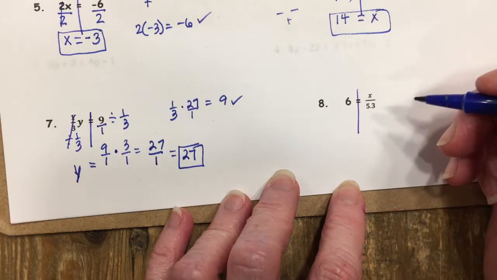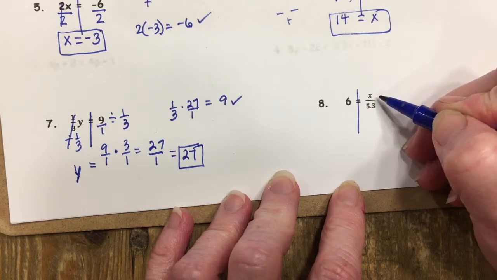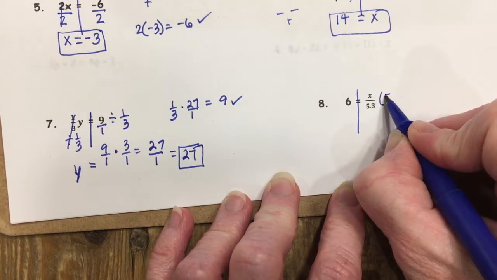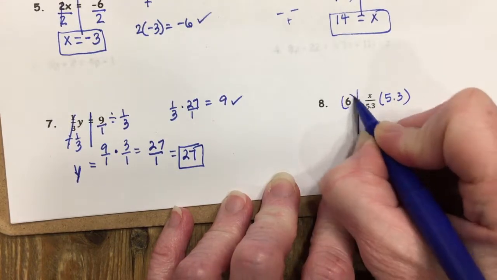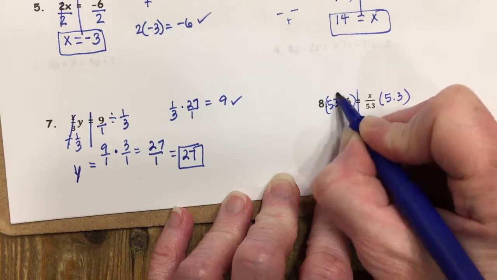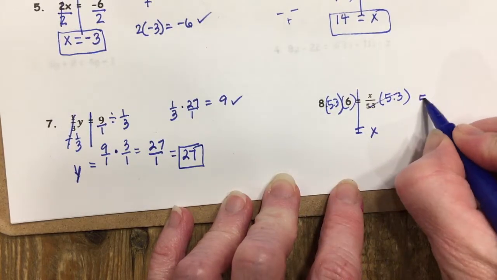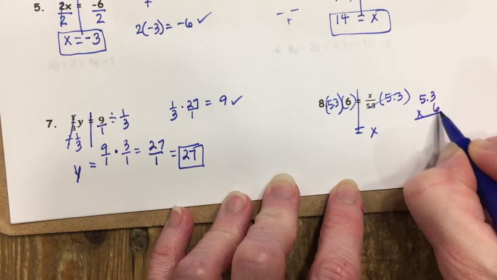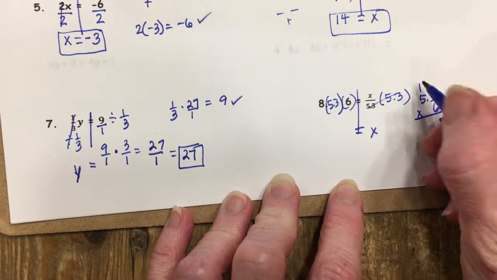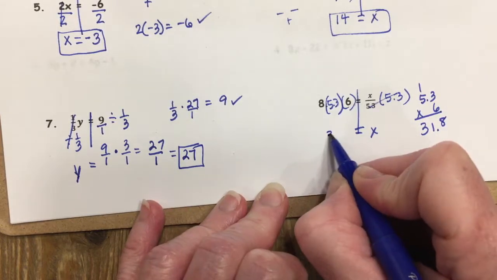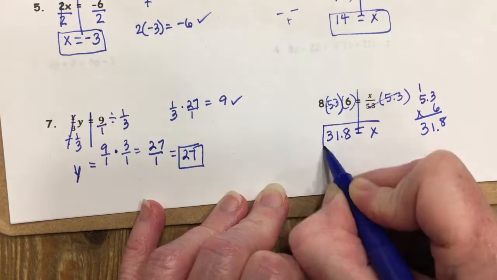So again, I'm cutting it in half. This is the variable I'm trying to get by itself. It's being divided by 5.3, so the opposite of dividing is multiplying. I'm going to multiply both sides by 5.3. Right, so these go away. This side is just x, and then 5.3 times 6 is 18. Carry your 1. 6 times 5 is 30, plus 1 is 31. There's 1 decimal here, so 1 decimal here. My answer would be 31.8.